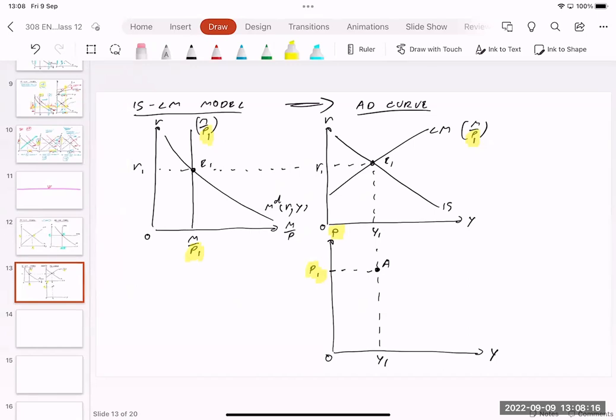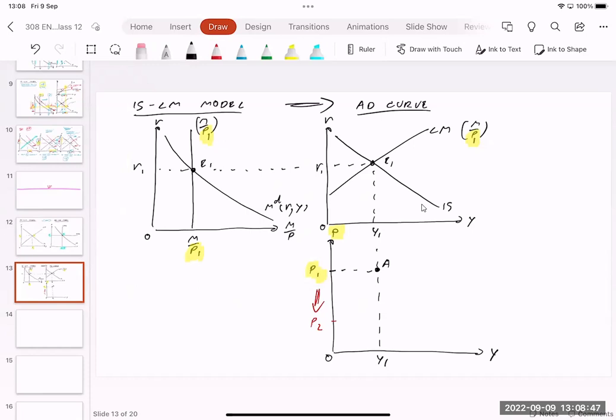Really noisy. So if the price level changes, it's going to change the real money supply curve, it's going to change the equilibrium in the money market, and finally it's going to change the LM curve. So let's see how it's going to be. I'm going to change to the red color. If the price level goes down from P1 to P2, how is it going to affect the real money supply?